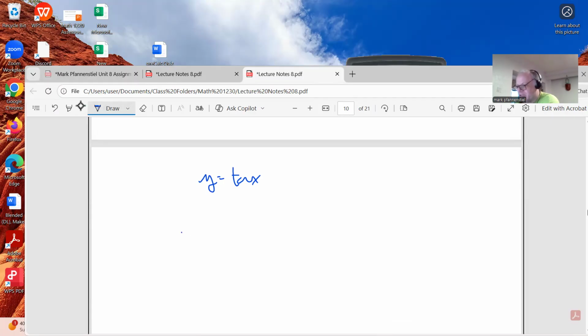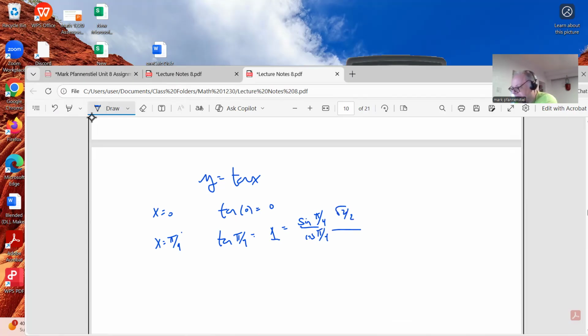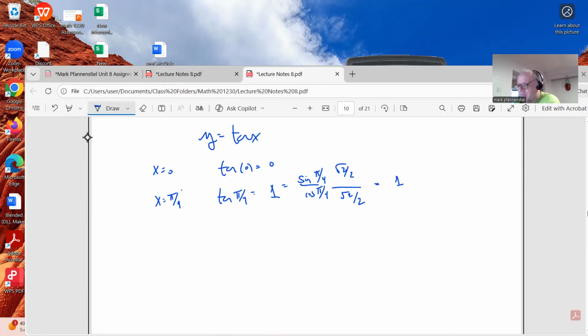If I set x equal to 0, tangent of 0 is 0. If I set x equal to pi over 4, the tangent of pi over 4 is equal to 1. The reason is because tangent is sine of pi over 4 divided by cosine of pi over 4. Sine of pi over 4 is square root of 2 over 2, divided by cosine, square root of 2 over 2. That's equal to 1. When x equals negative pi over 4, we have tangent of negative pi over 4, that is equal to negative 1.